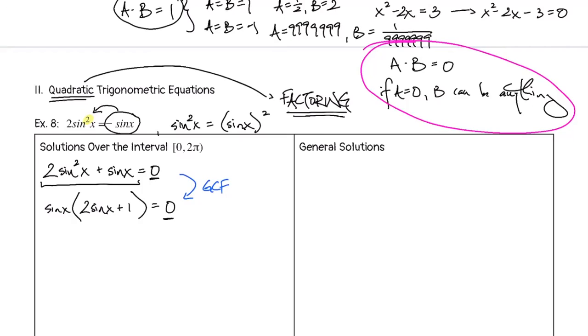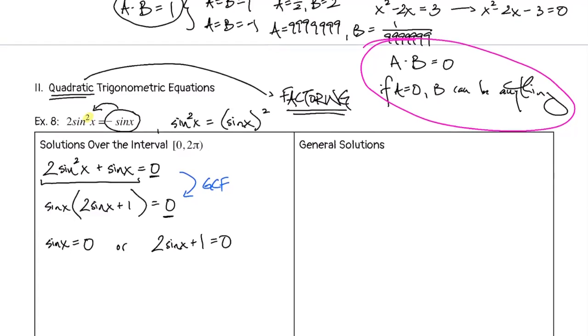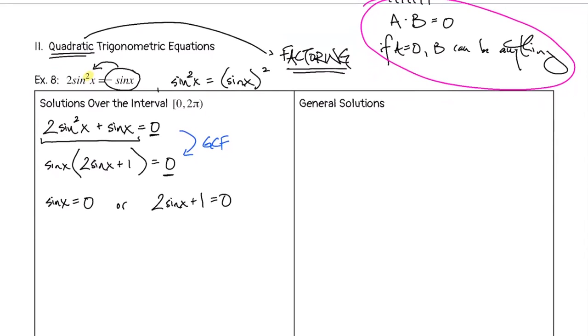Okay, but from here, here's what we get, right? We get sine x could equal 0. That's like my A that we just talked about. Or 2 sine x plus 1 equals 0. That's like our B, right? Either A equals 0 or B equals 0, but one of them has to be 0. All right. So we're layering on a little bit more algebra. All that factoring, we're bringing it back to expand the types of solutions or equations that we can solve, okay? So let's see what we get.